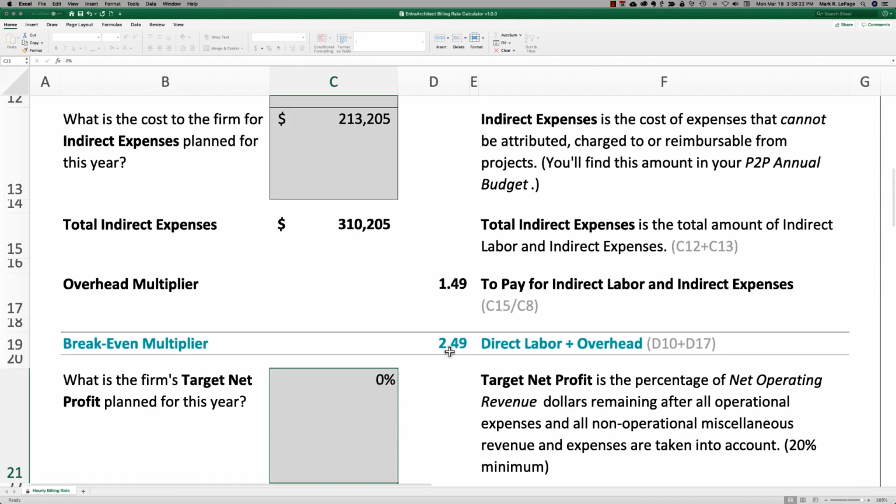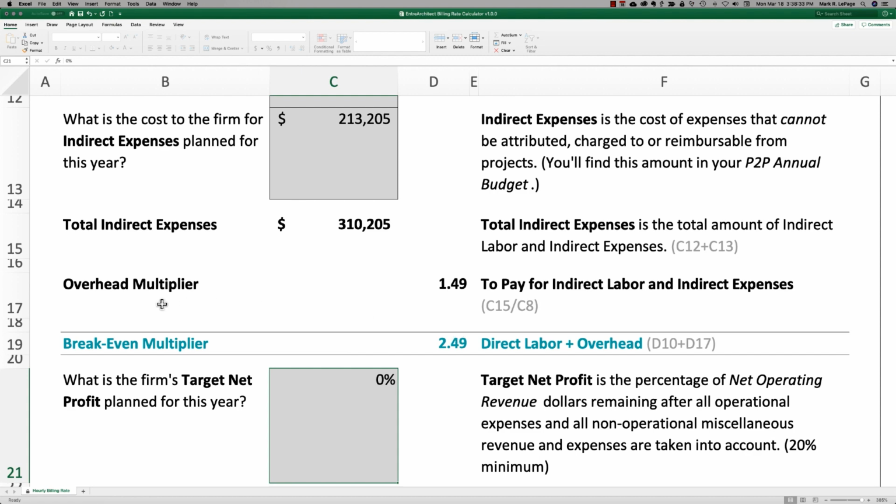Now, if you take your hourly rate that you pay your employee and you multiply it by 2.49, that's going to cover the pay rate plus the expenses, and that's where it's going to stop. It won't cover any profit. So what we need to do now is calculate a multiplier for profit.